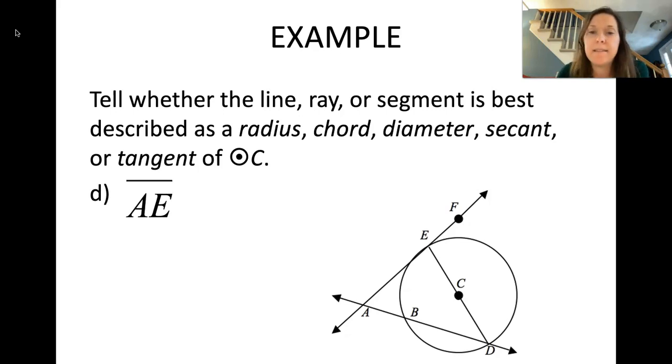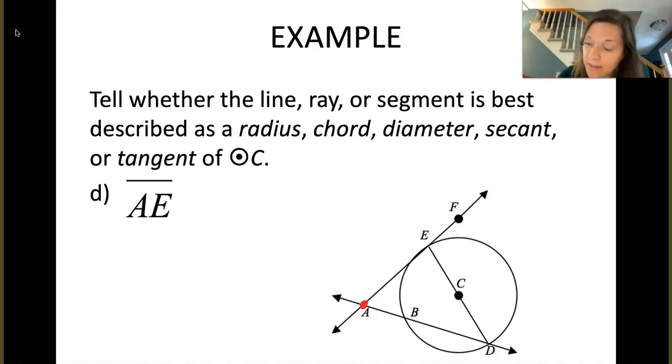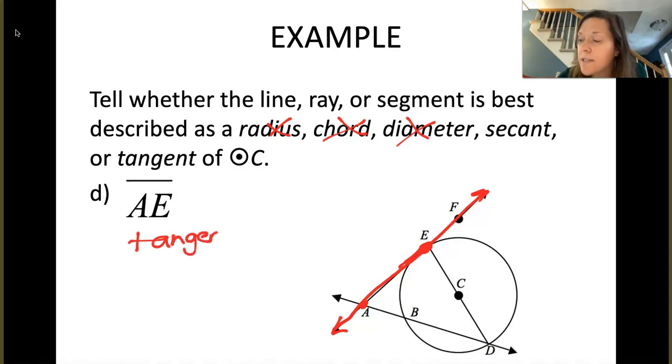D, AE. Okay, so A is outside of the circle. So that means it can't be a radius, it can't be a chord, it can't be a diameter. Let's check on secant or a tangent. E is outside the circle. And this was really bad on my part of creating this diagram. It kind of does look like it intersects, but it's not supposed to go through. Let's pretend that it just touches at E. So that would be a tangent, because the whole entire line is on the outside of it and it just touches at one point. Even though it does kind of look like it intersects a few times right there. But that was a bad diagram making on my part.